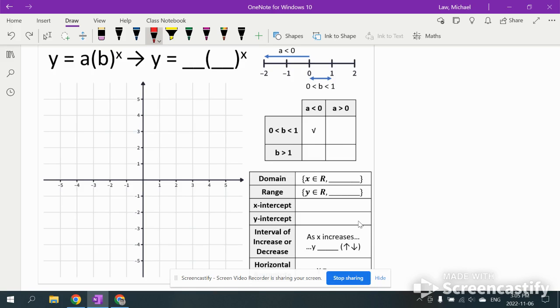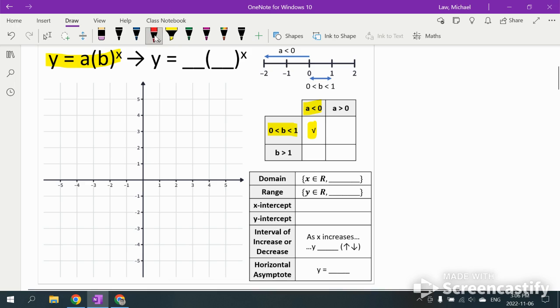Our first investigation, we'll be looking at the general equation for an exponential function, y equals a b to the power of x. We're first going to look at this specific situation where a is less than 0 and b is greater than 0 and less than 1.